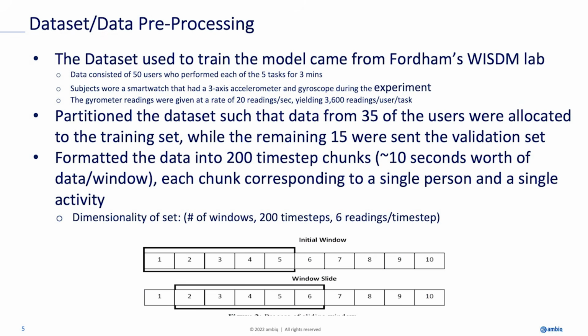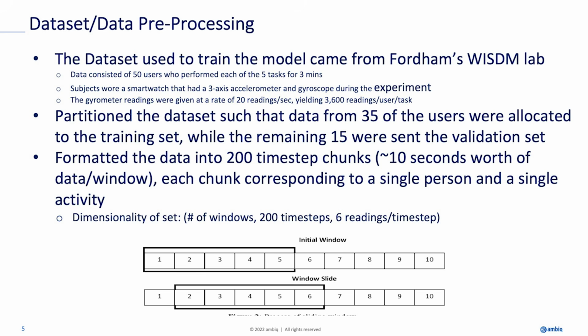And the first step in this process, as Carlos mentioned, was getting an appropriate data set to train the model on. The data set that we used came from Fordham's Wisdom Lab, and it consisted of 50 users who performed each of the 5 tasks for 3 minutes. The subjects wore the smartwatch that had a 3-axis accelerometer and a gyroscope during the experiment, and the sensors generated readings at around a rate of 20 per second, yielding around 3,600 readings per user per task.